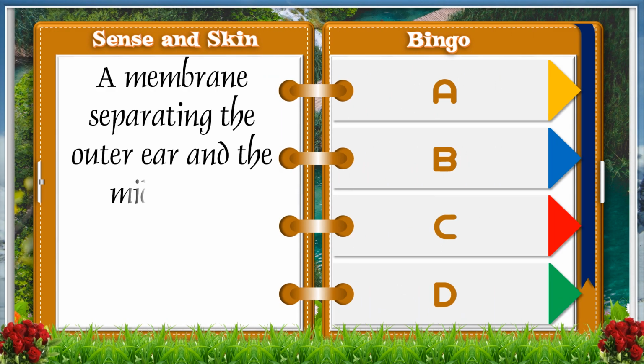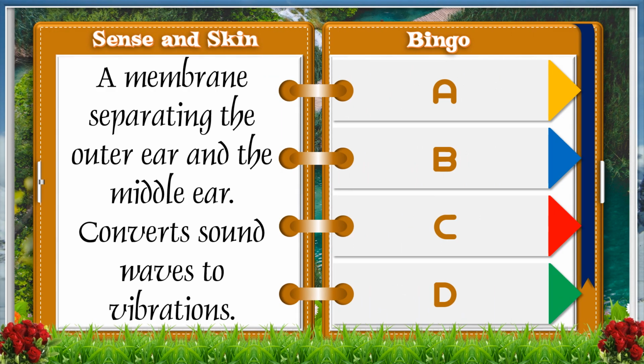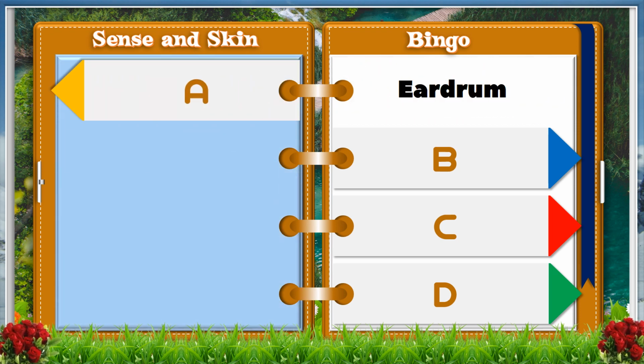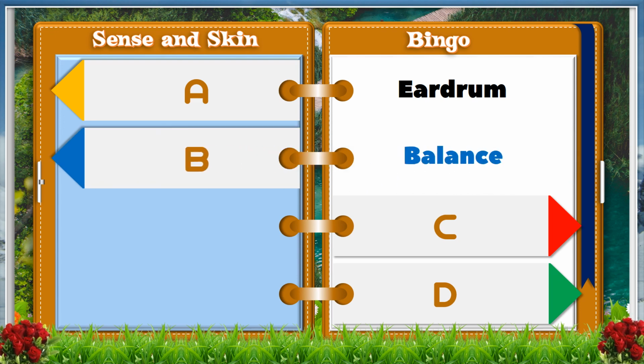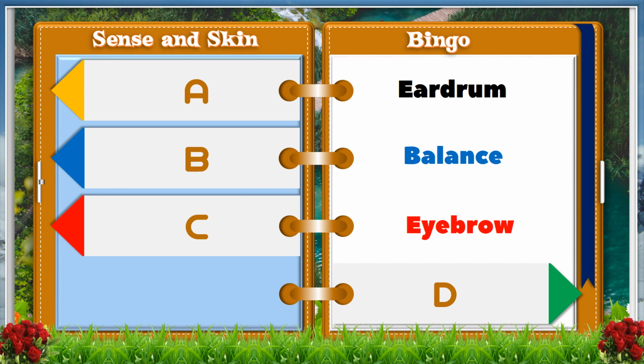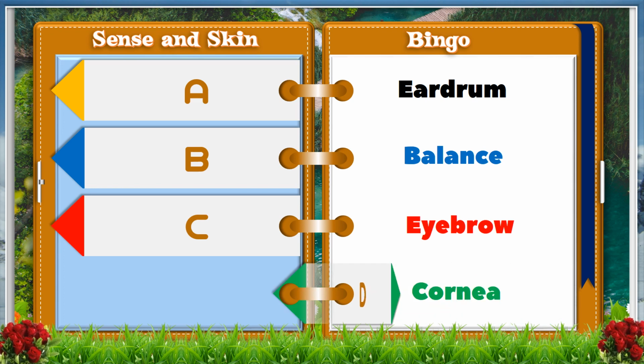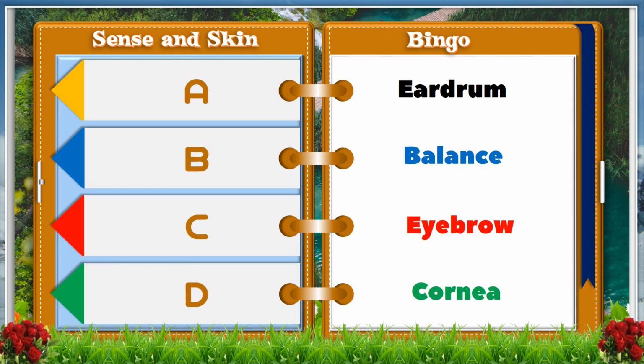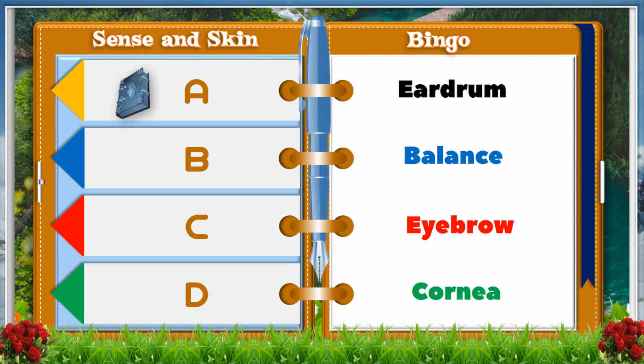A membrane separating the outer ear and the middle ear converts sound waves to vibrations. A. Eardrum. B. Balance. C. Eyebrow. D. Cornea. And the answer is A. Eardrum.